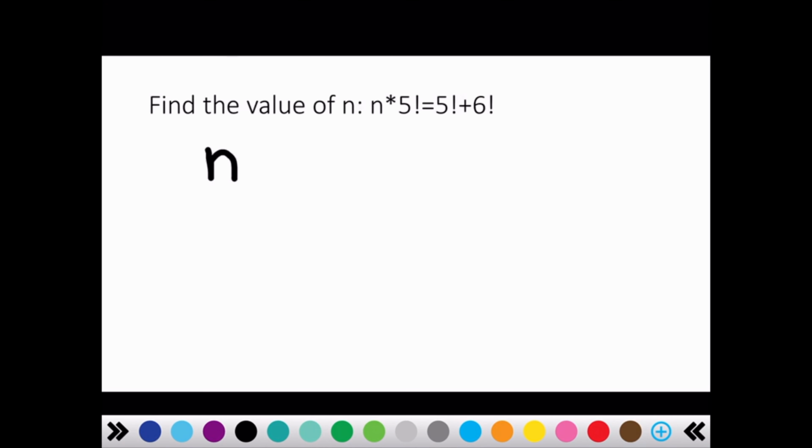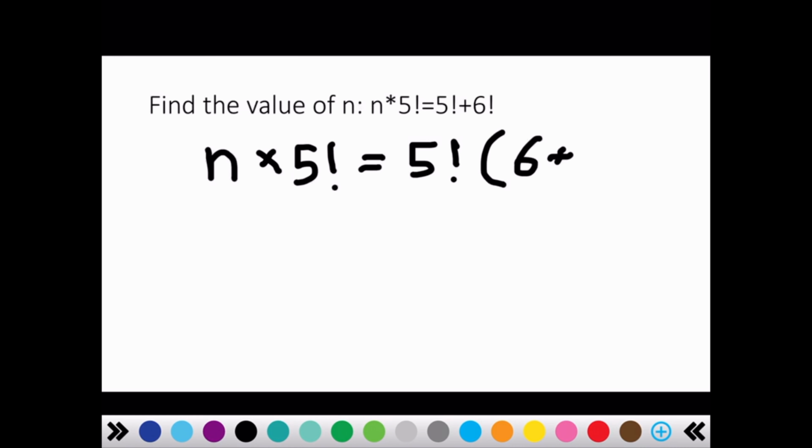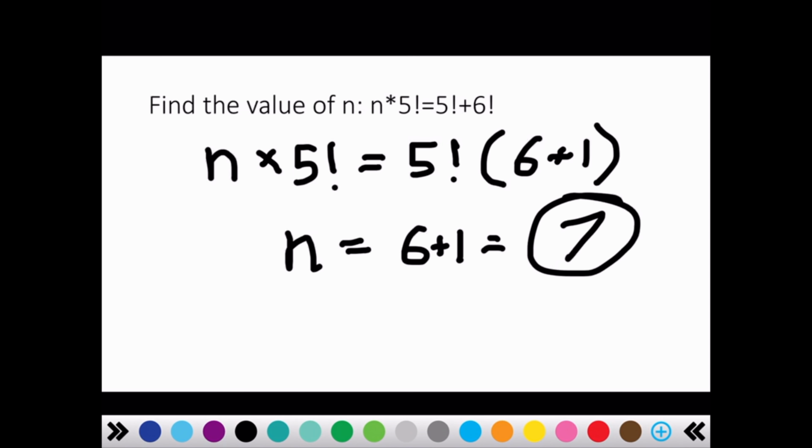n times 5 factorial equals, well, 6 factorial is just 6 times 5 factorial, so we can use the distributive property to write it as 5 factorial times 6 plus 1. And then we can just divide both sides by 5 factorial, and we're left with n equals 6 plus 1, which equals 7. And that's our answer. Now for the follow-up questions.